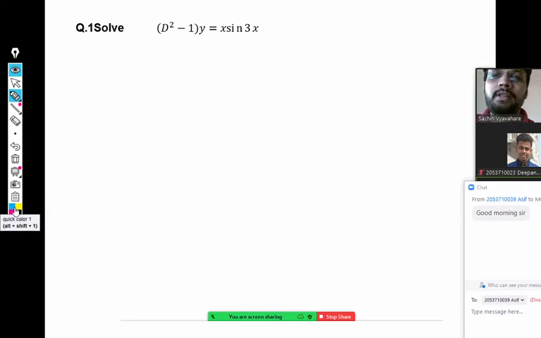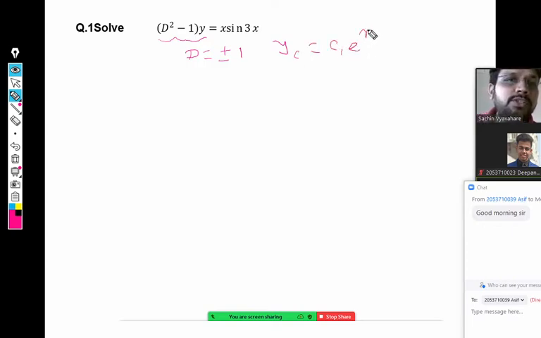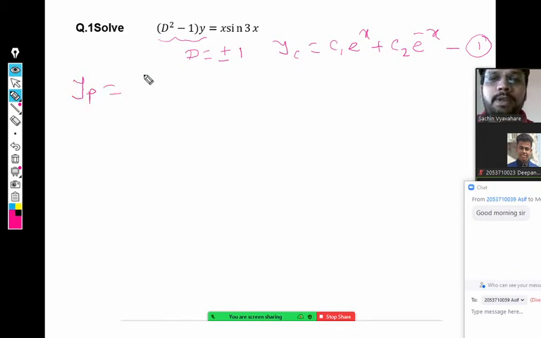It is very simple. Step 1, we consider the auxiliary equation D square minus 1 equal to 0. The factors become D equal to plus or minus 1, and yc becomes c1 e raised to x plus c2 e raised to minus x. Good, so you got yc quickly. But now for the second case, which is yp, we say 1 upon phi D. In this case, phi of D is D square minus 1.